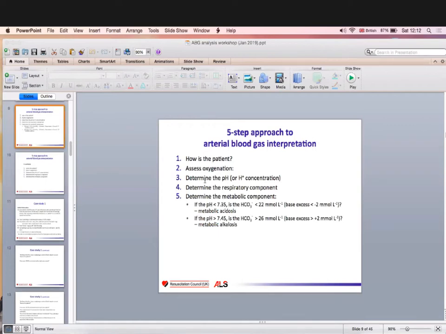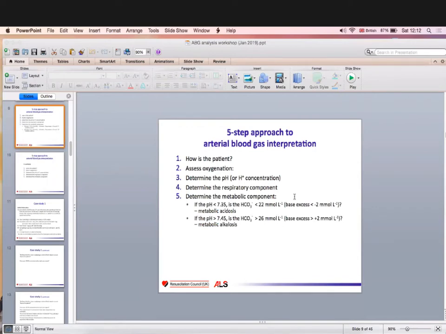Alright. Then you determine the respiratory component. The respiratory component is shown by the partial pressure of carbon dioxide. Usually it's between 35 to 45. If it's more than 45, it's respiratory acidosis, and if it's less than 35, it's respiratory alkalosis. Okay. Then you determine the metabolic component.